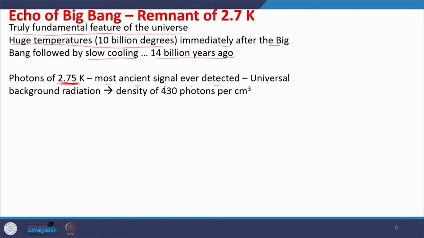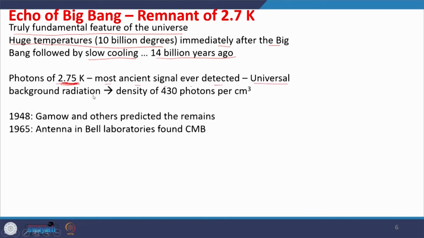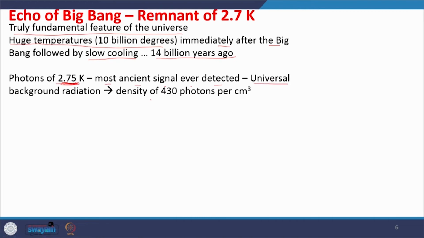This is given as UBR, universal background radiation, and the density of these photons of 2.75 kelvin is about 430 photons per centimeter cube.